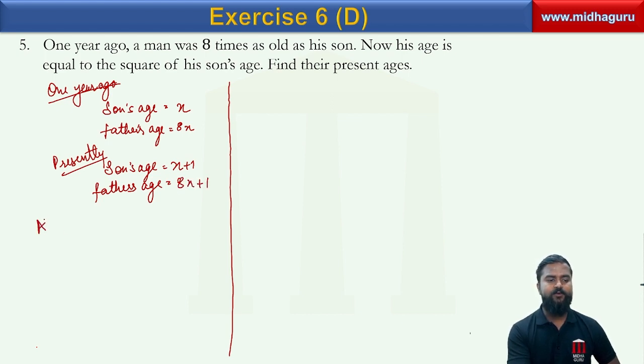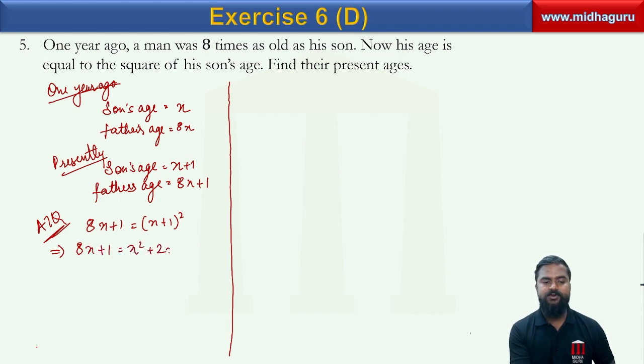Now according to the question, this present age, that is today, his age is equal to the square of his son's age, which says that 8x plus 1 is equal to x plus 1 whole squared. This is the information given to us in the question, so we'll solve it according to this. We get 8x plus 1 is equal to x square plus 2x plus 1. 1 gets cancelled out and I take 2x to the other side. I get x squared is equal to 6x. I divide both sides by x and I get x is equal to 6.